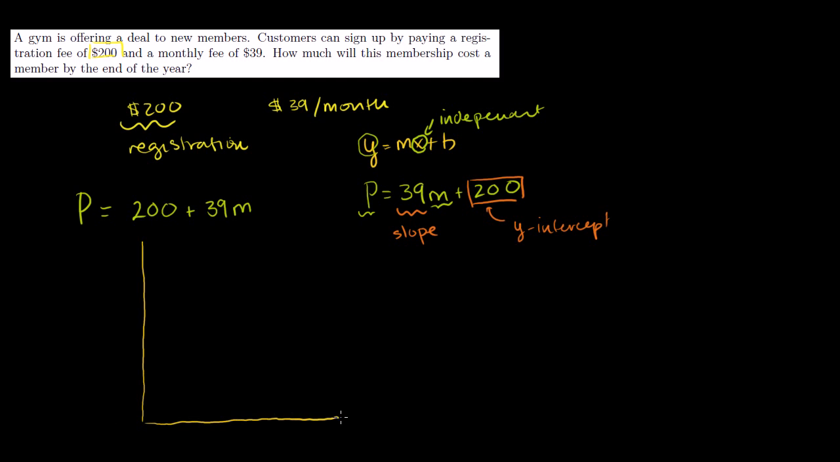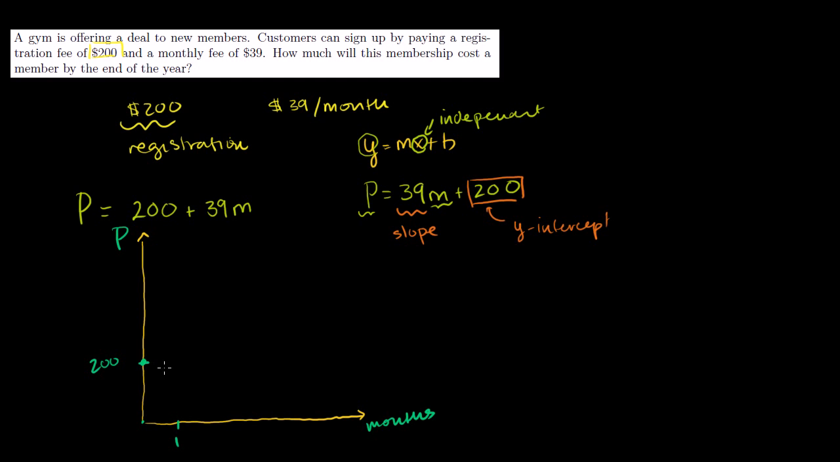We could just stay in the first quadrant. We're not going to stay negative months, and the gym is never going to pay us money. So right off the bat, we're going to have to pay the gym $200, just like that. $200 for 0 months. Then for every month, we're going to have to spend an extra $39, so the slope is 39. Let's say this is 1 month right there. This axis is months, and this axis is price, the p-axis. As I said, this is the p-intercept or the y-intercept.